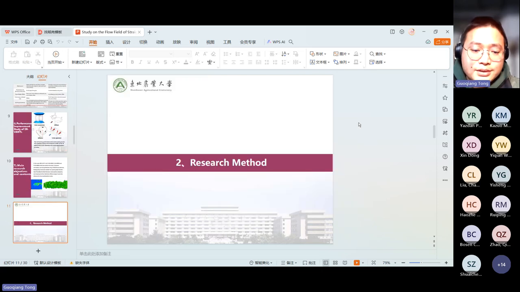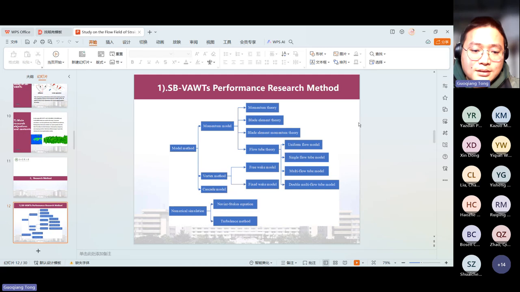Now, the next step is the research method. The following are the theoretical research methods, including the model and numerical simulation. The most popular methods for studying straight-bladed vertical axis wind turbines are wind tunnel tests, numerical simulation, and PIV, among which numerical simulation is considered the most promising research tool. So we use the numerical simulation method for this study.